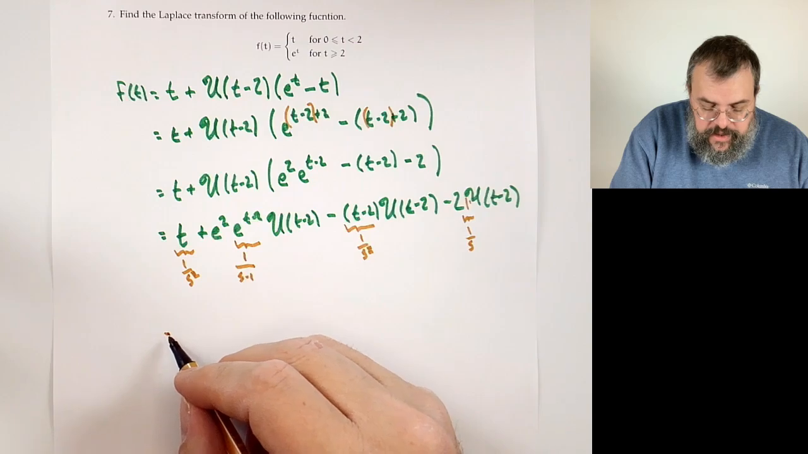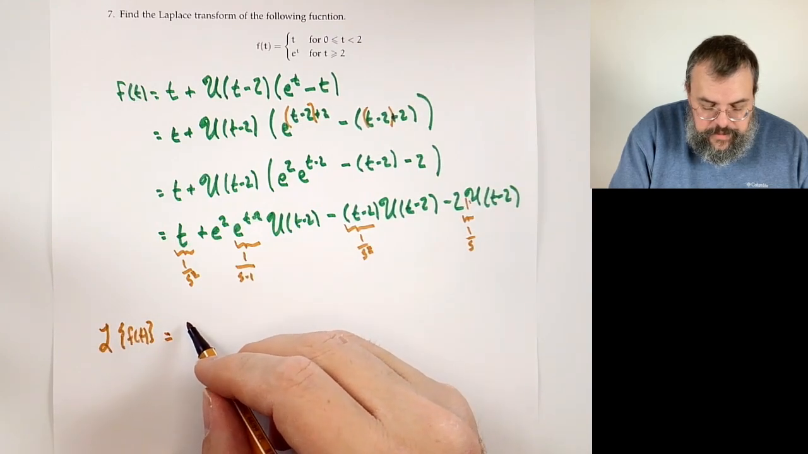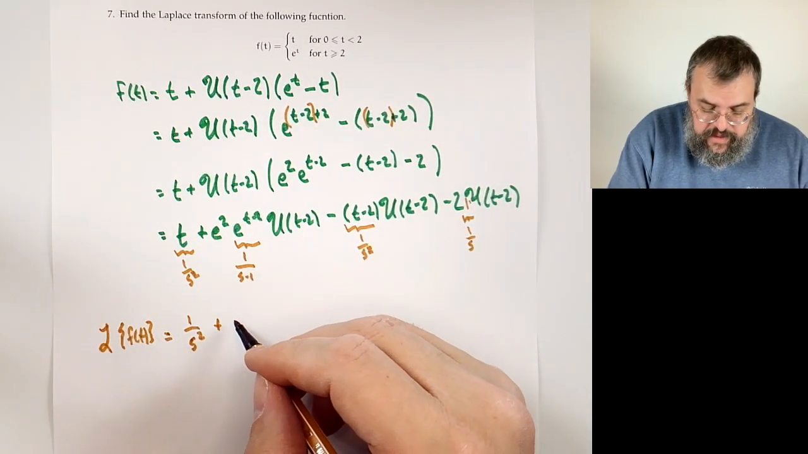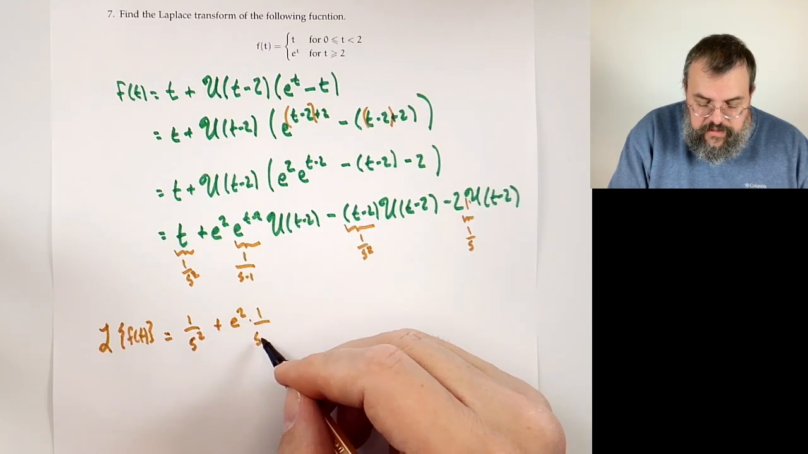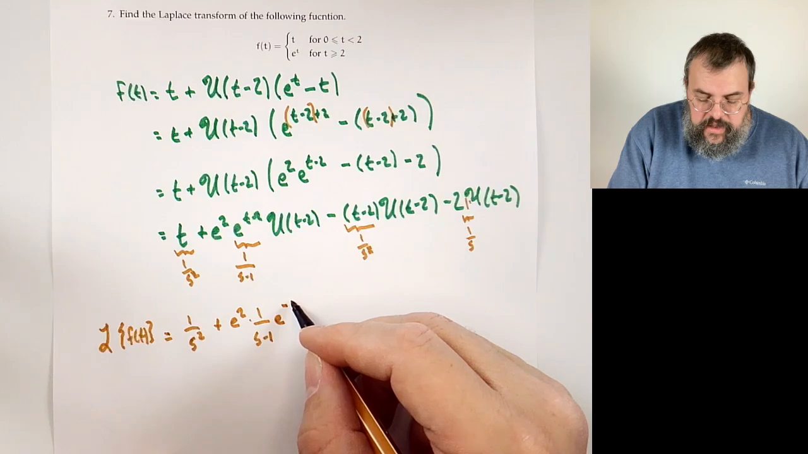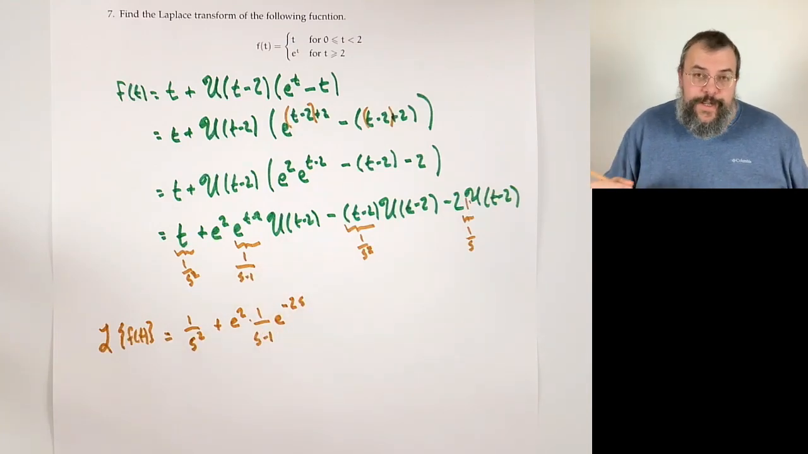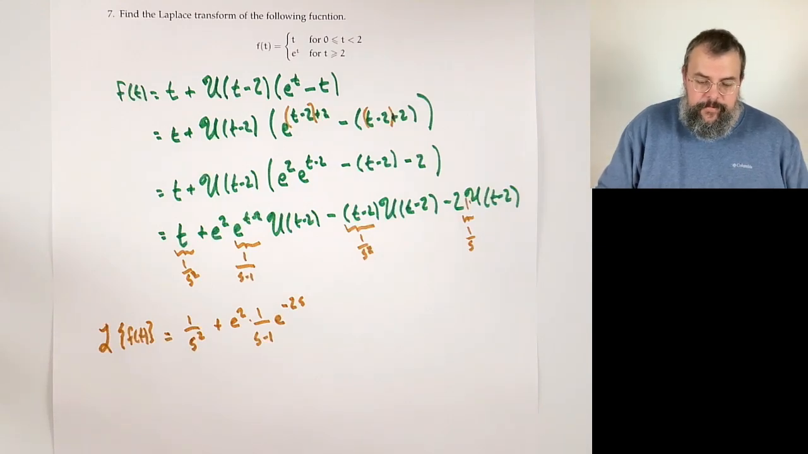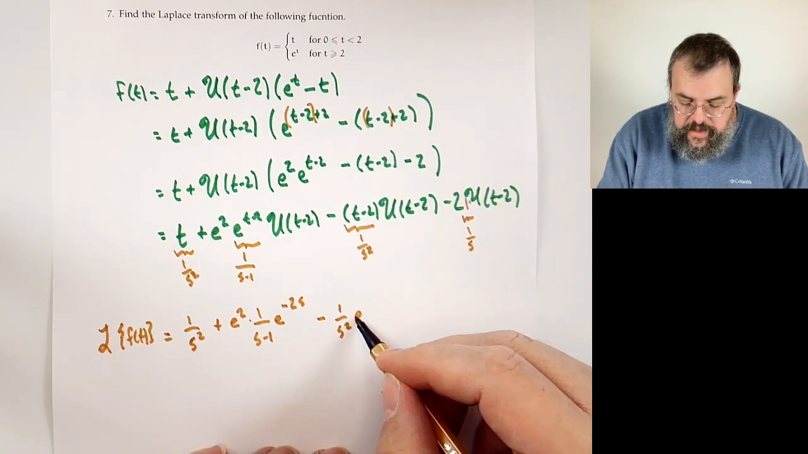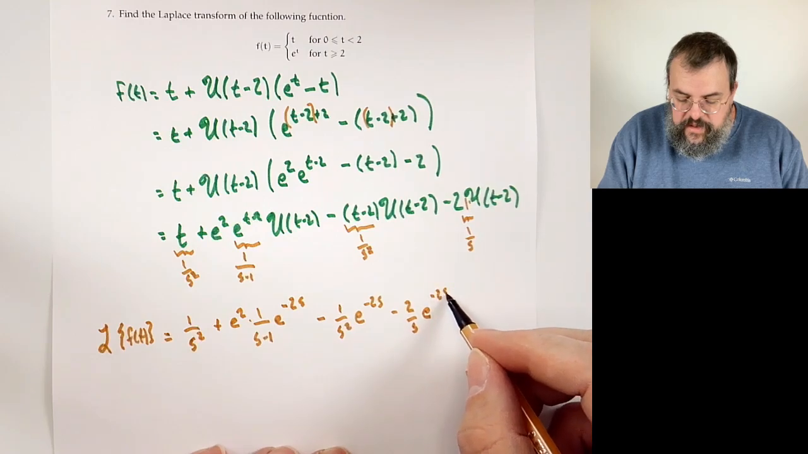So we end up with the Laplace transform of f of t is equal to 1 over s squared, that's what t maps to, plus e squared times 1 over s minus 1 times e to the minus 2s. Right? Because the step function at t minus a becomes e to the minus as. And then we have a minus 1 over s squared e to the minus 2s, and a minus 2 over s e to the minus 2s.